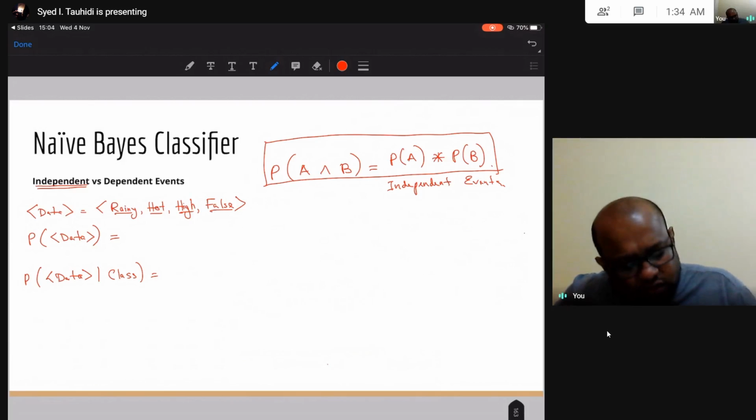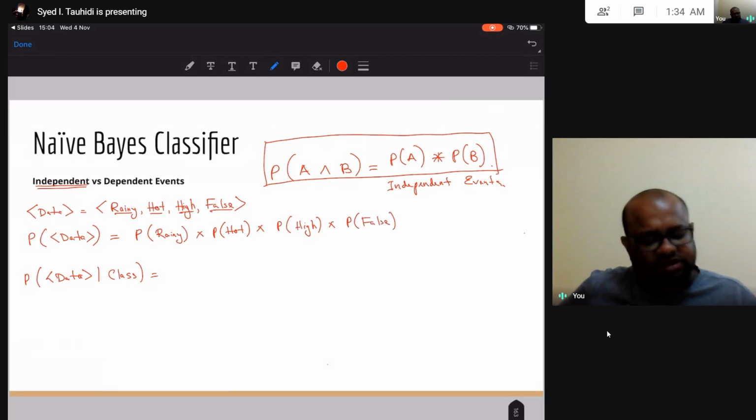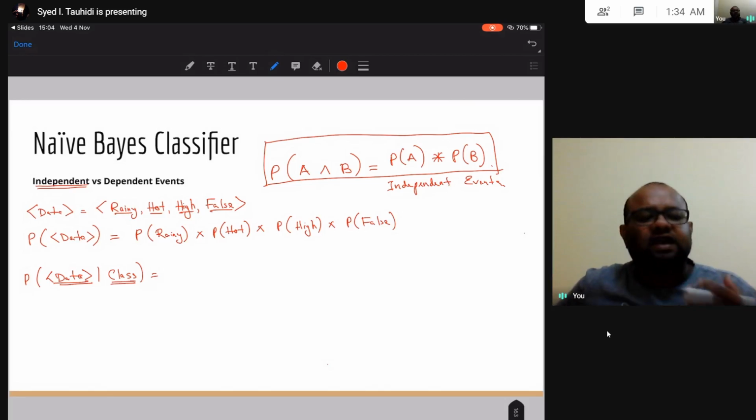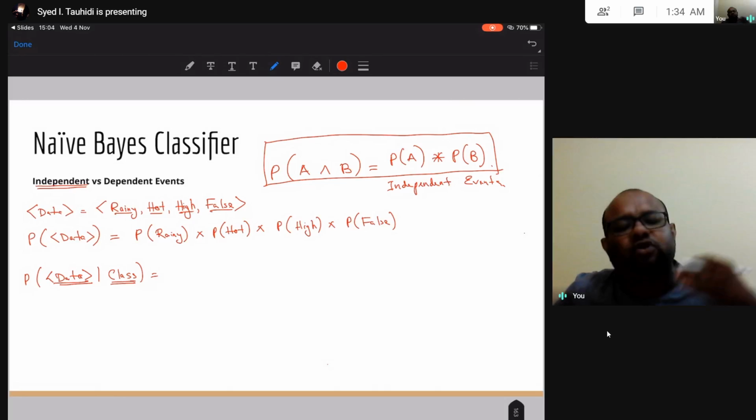So all these are independent events, so I can multiply all these probabilities, right? So the probability of rainy, hot, high and false is equal to probability of rainy times probability of hot, times probability of high, times probability of false. Alright, so this is the equation that I have. Then what is the probability of the data given that I have some class? Given that I am going to play tennis.